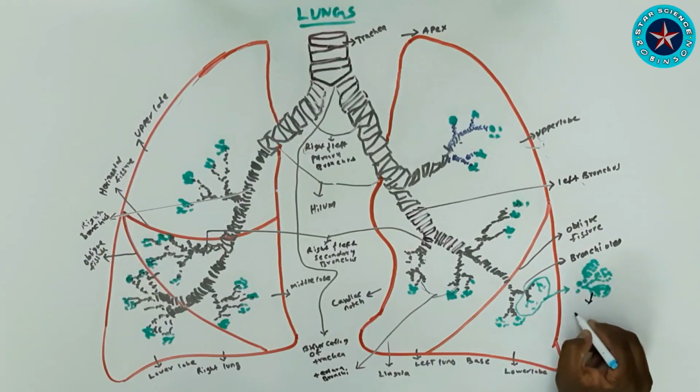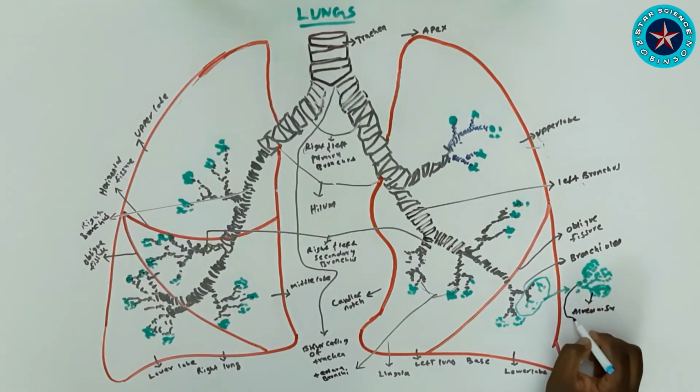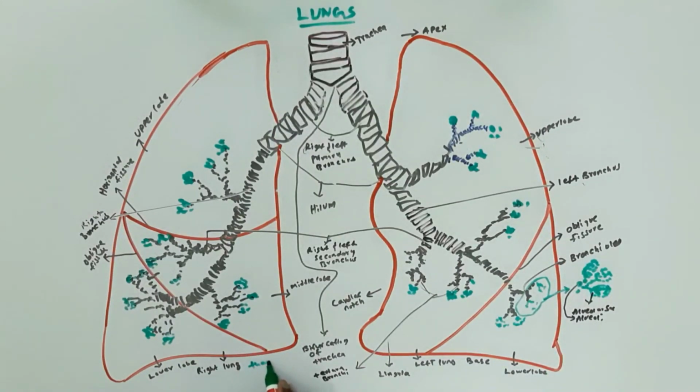The oxygen which is taken by us through respiration will be present in alveoli, and the CO2 blood which comes from the pulmonary artery will be left in alveoli and take the O2, and it will be taken by the pulmonary veins to the heart.